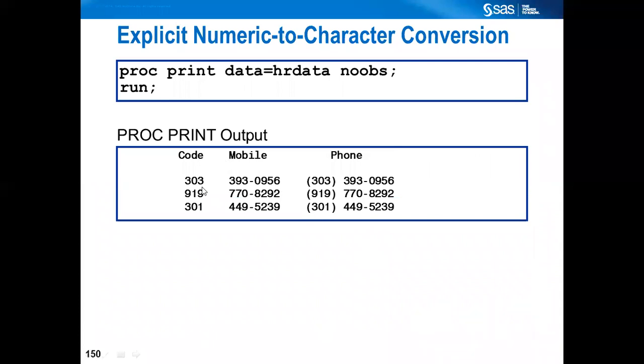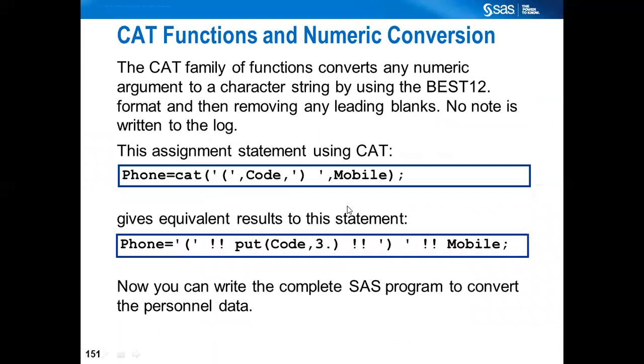So this is our required output. This is what we had seen originally: your numeric and character concatenated into a new variable with a space. Apart from concatenation operators, we can also use cat functions to convert your numeric variables to character. It's telling that the cat family of functions converts any numeric arguments to a character string by using the best 12 dot format, and then removing any leading blanks. No note is given to the log. So if you use any of the cat functions, it will remove the leading blanks by default.